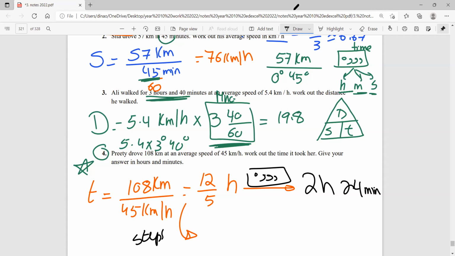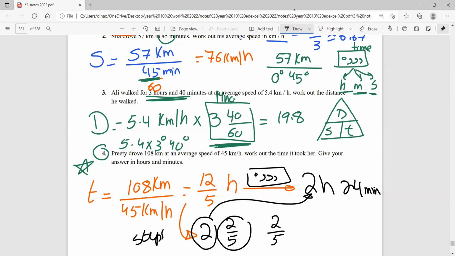On the calculator press shift SD and it gives 2 and 2 over 5. The 2 is the hours and the 2 over 5 is a fraction of the hour. Now how do I change this fraction of the hour to minutes? Multiply by 60. If I multiply the fraction by 60, it gives me 24 right away. So change to mixed number: the whole number represents the hours, and the fraction you multiply by 60 to change it to minutes.